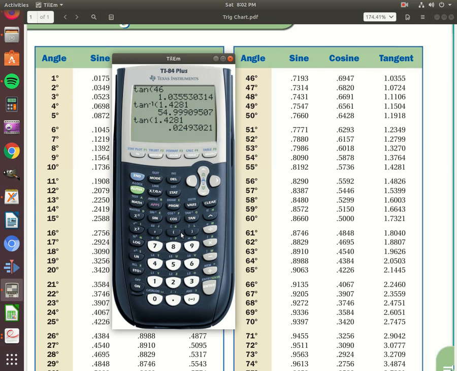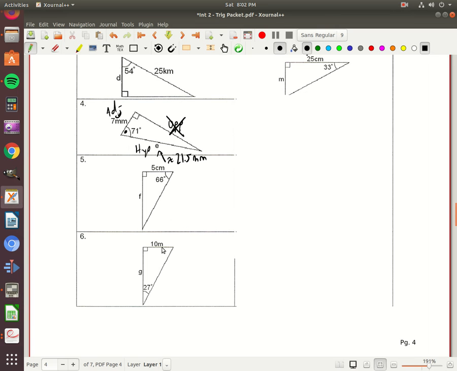I'm sorry. Okay. If you just hit the tangent key, you have to put the angle, and it will spit out the ratio. Whereas if you hit second and get the arc, then you can push the ratio, and it will spit out the angle. So we'll talk more about that later, but I'm showing you all this because I'm actually going to use the calculator instead of the charts on this.